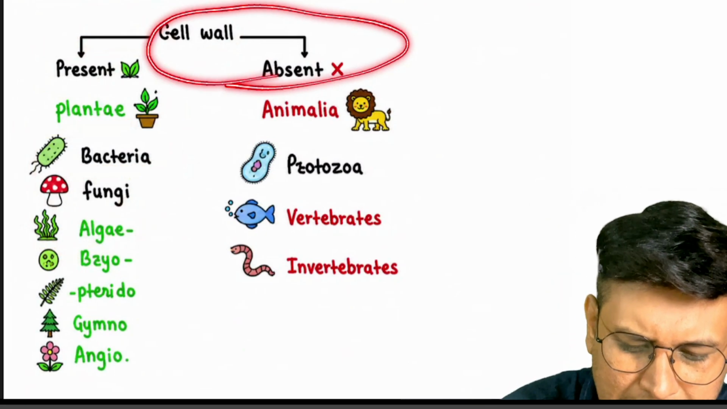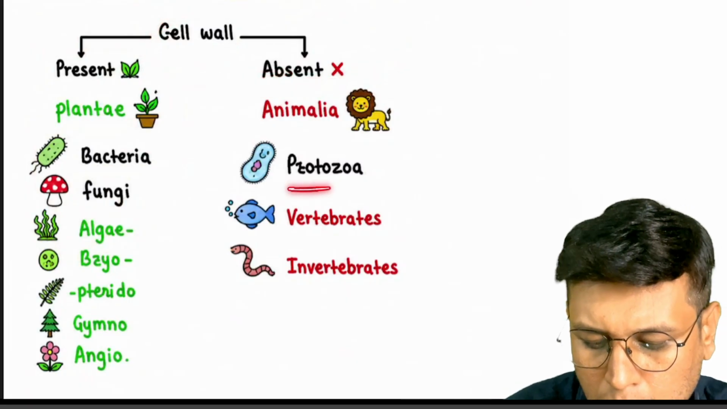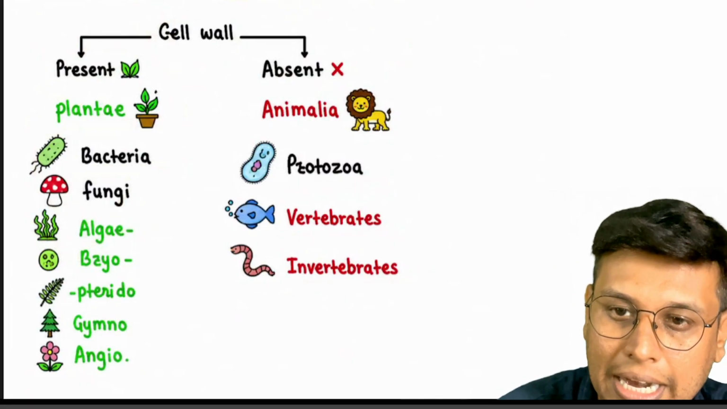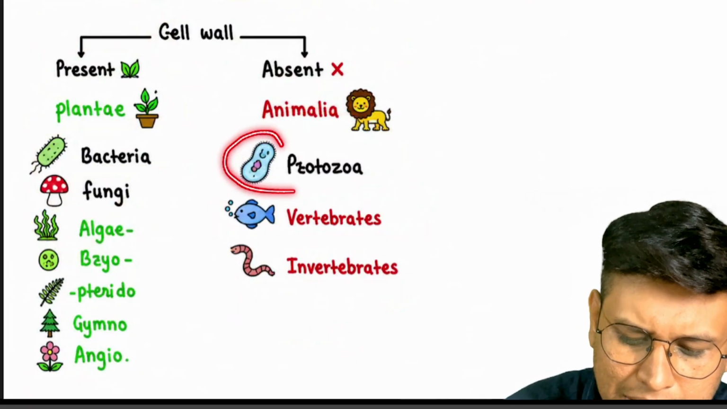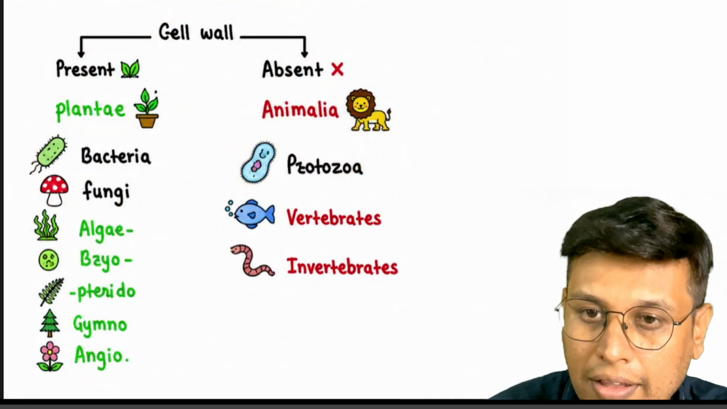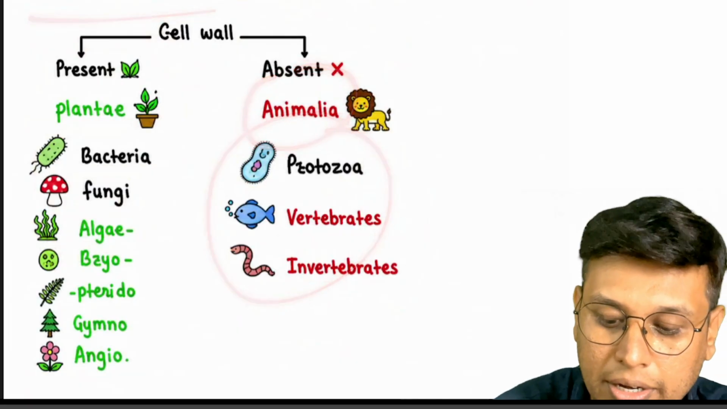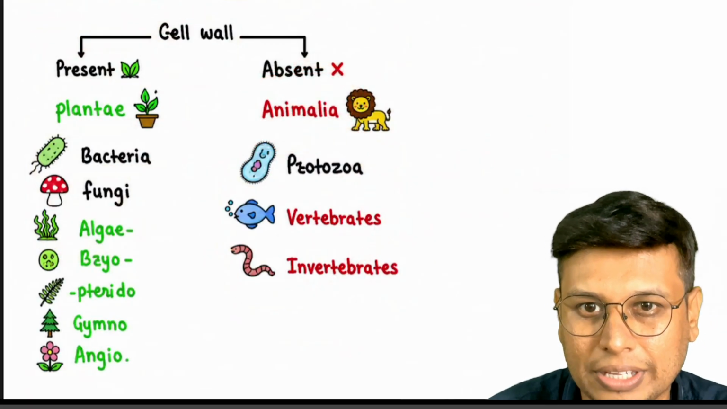Next, when the cell wall is absent: protozoa, vertebrates, and invertebrates. These were considered animals. Protozoa, a single-celled organism, does not have a cell wall. It can be considered an animal under the two kingdom classification system. Okay, two kingdom classification system.